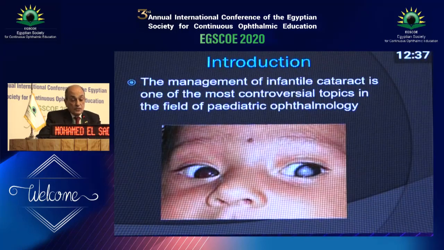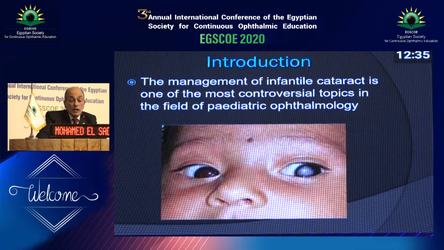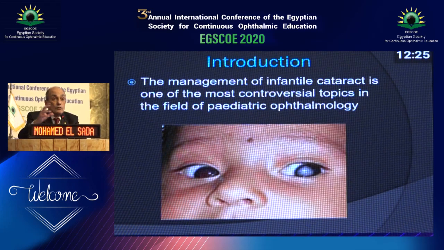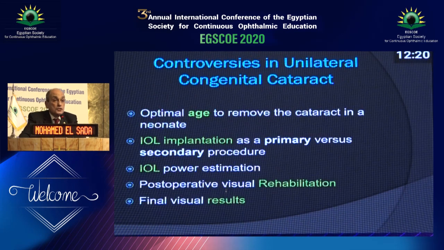Why are they different? First, infantile cataract is one of the most controversial topics in the field of pediatric ophthalmology. Controversial means there is a lot of debate. What controversies exist in particular in unilateral congenital cataract? The age of operating the cataract. Some people would like to operate the unilateral cataract very early. Other people will tell you, no, this is a useless case, keep it until later, and so on.